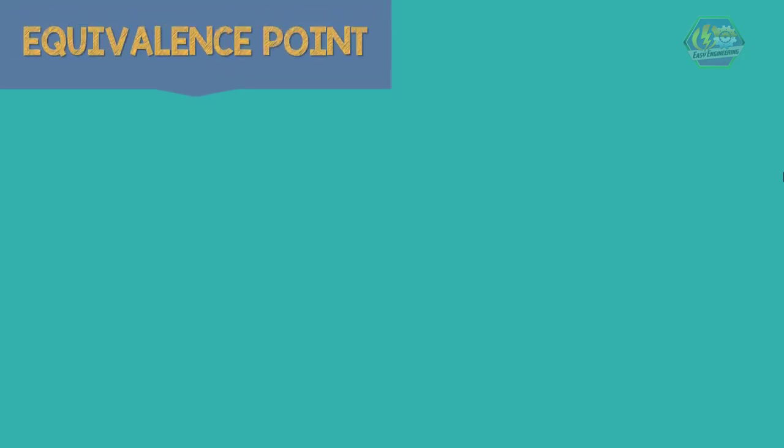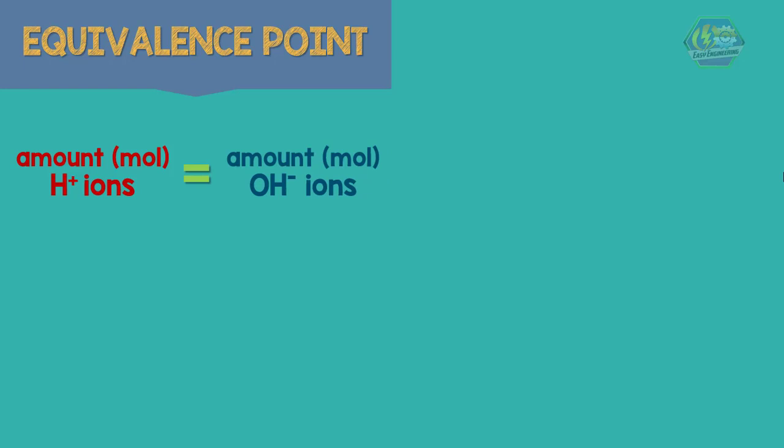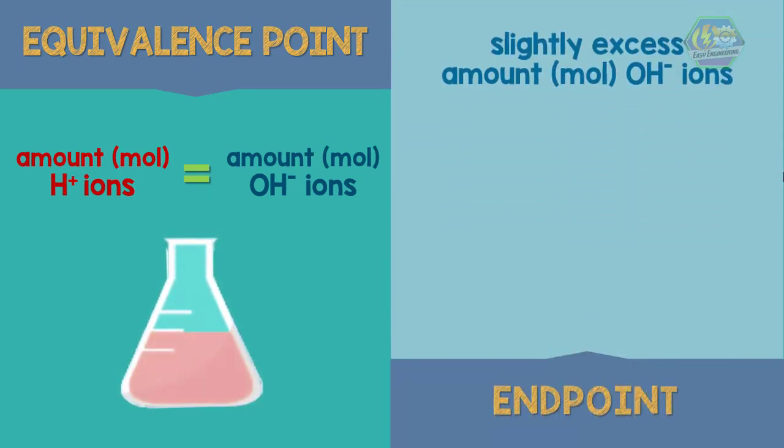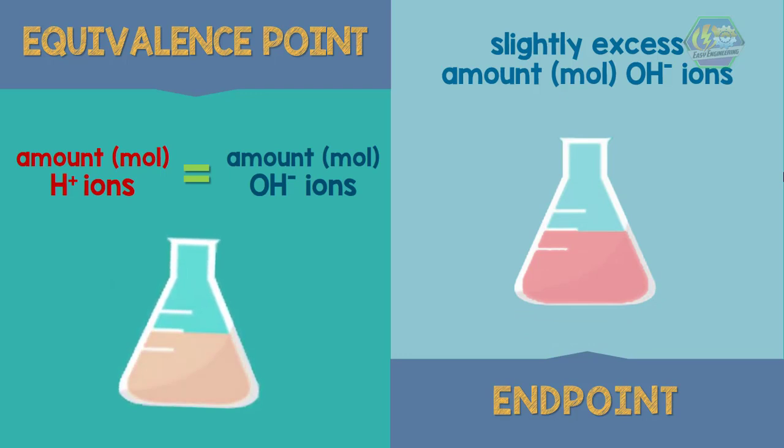Another term used in titration is the equivalence point. This is the time when the amount in moles of H+ ions has reacted with the same amount in moles of OH- ions. This appears as the temporary color change in your titration, whereas the endpoint has a slightly excess amount in moles of OH- and appears as a permanent color change in your titration. You can learn more titration techniques when you have your actual titration.